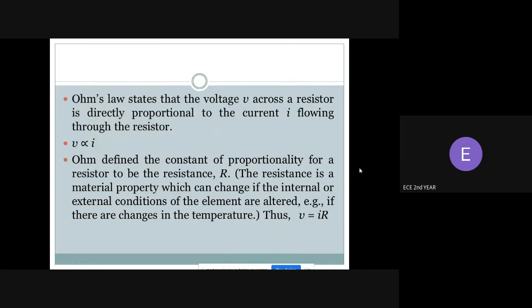Ohm's law states that the voltage V across a resistor is directly proportional to the current I flowing through the resistance. So V is directly proportional to I. Ohm defines the constant of proportionality for a resistor to be the resistance R. The resistance is a material property which can change if the internal or external conditions of the element are altered, for example changes in temperature. Thus V equal to I into R.